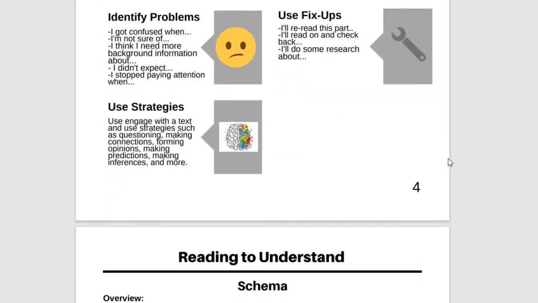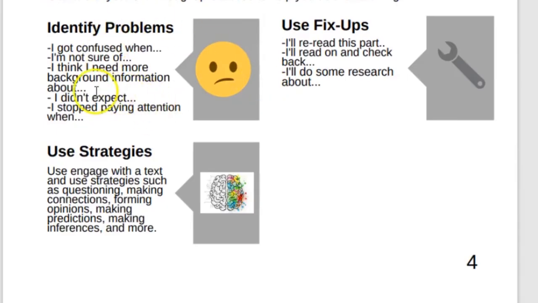Identify the problems. When are you confused? Maybe you need more background information. Maybe you didn't expect the author to say something. When did you stop paying attention? Use strategies. Again, ask questions, make connections, form opinions, make predictions, make inferences.